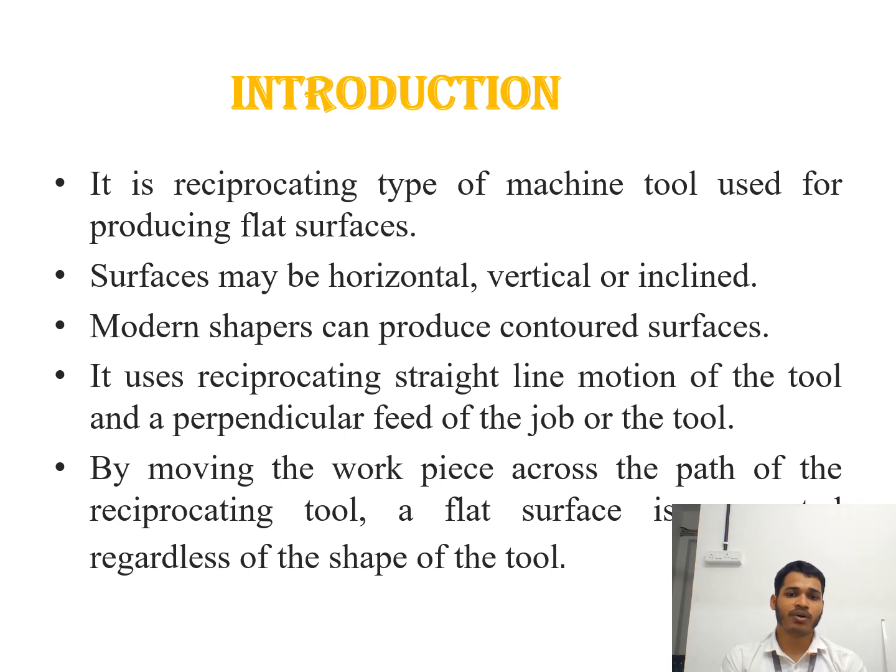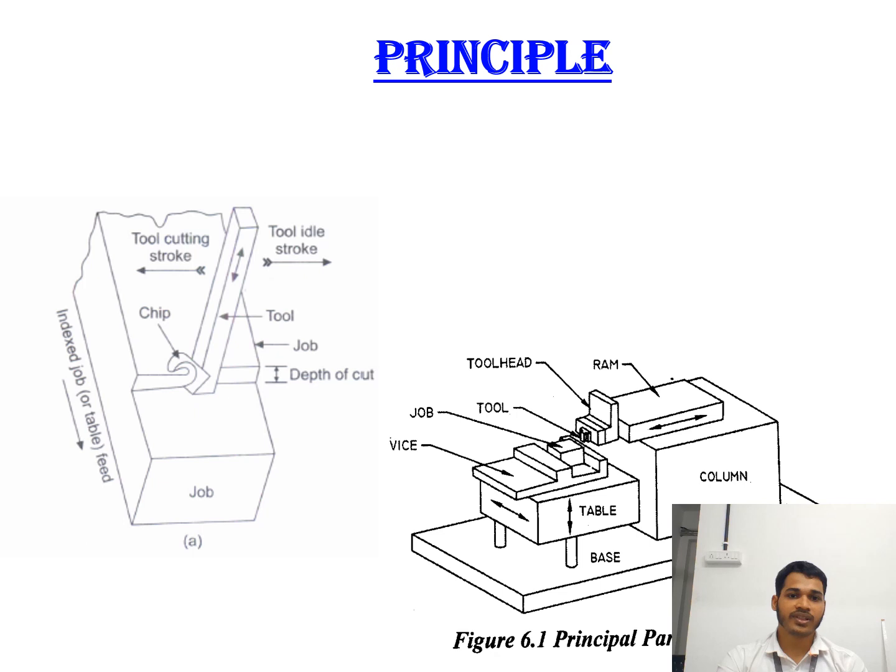By moving the workpiece across the path of the reciprocating tool, a flat surface is generated regardless of the shape of the tool. Also, this is the picture of the shaping process. This is the tool, and this is the workpiece, and a chip is generated.